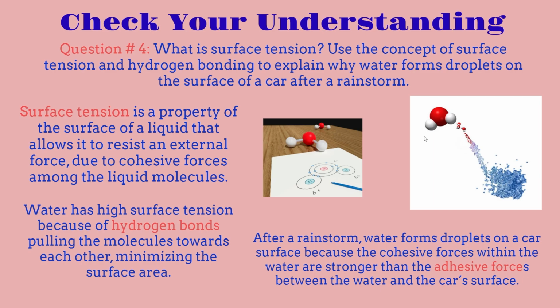And for the answer of the second part of the question, which was why water forms droplets on the surface of a car after a rainstorm: after a rainstorm, water forms droplets on a car surface because the cohesive forces within the water are stronger than the adhesive forces between the water and the car's surface. So basically, the water has a stronger cohesive force compared to the car's surface, which allows it to form water droplets on the car's surface.